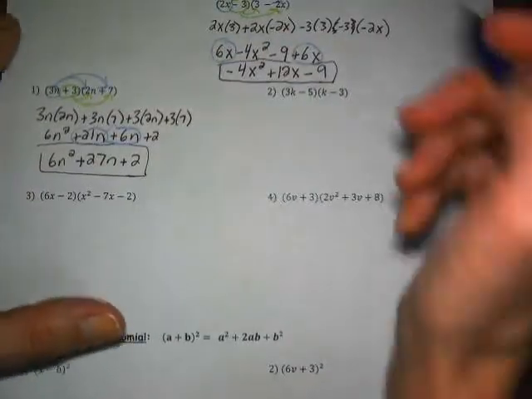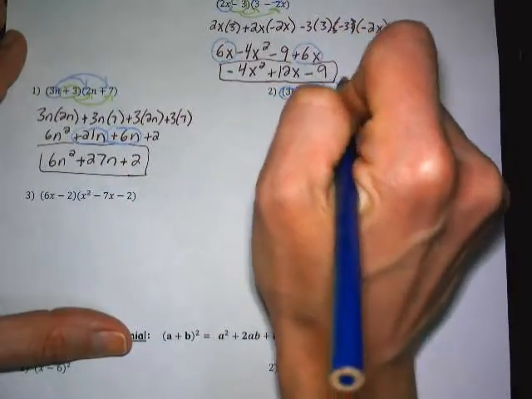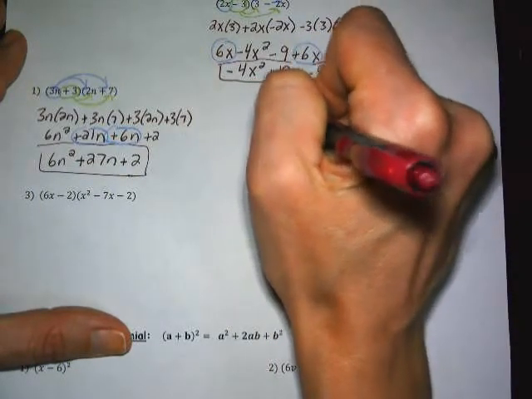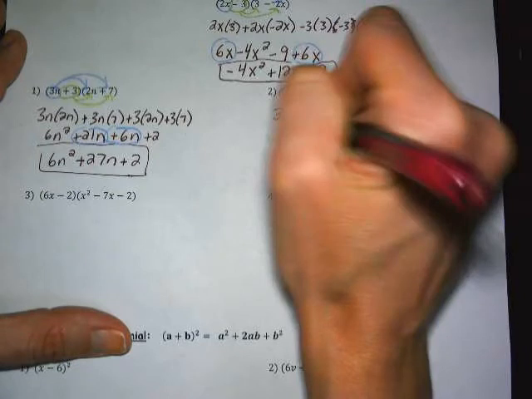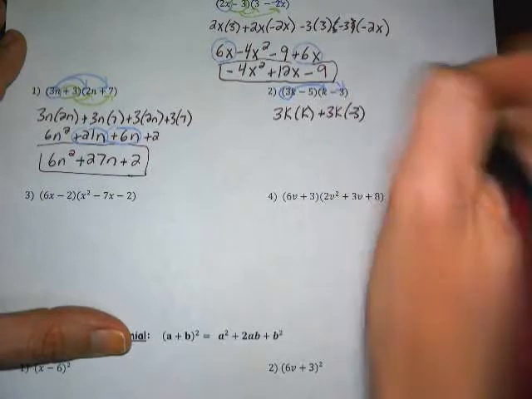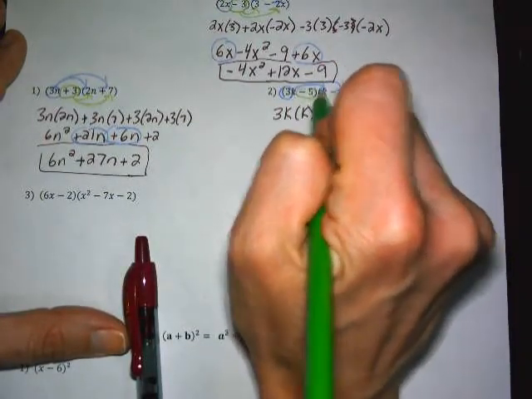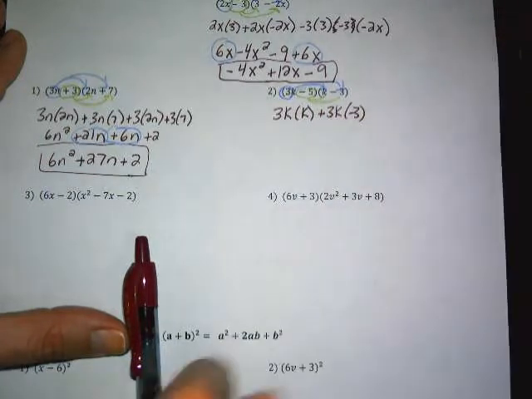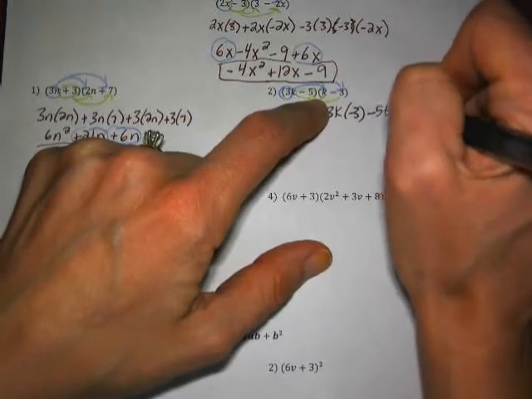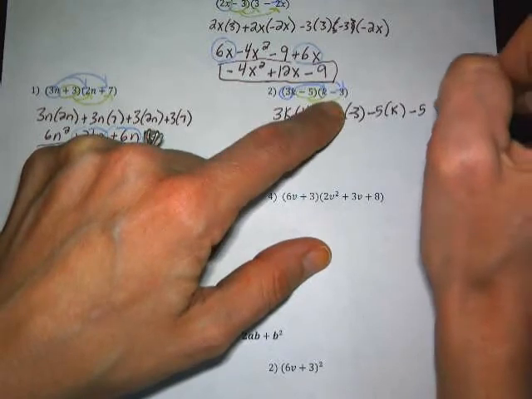Number 2. 3k times k, 3k times negative 3. So 3k times k plus 3k times negative 3. And then your second term, negative 5 times k, negative 5 times negative 3. So negative 5 times k, negative 5 times negative 3.